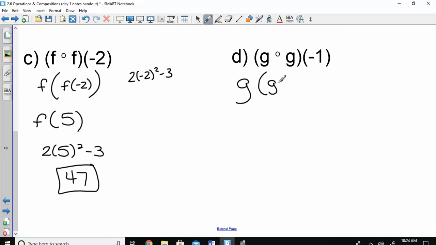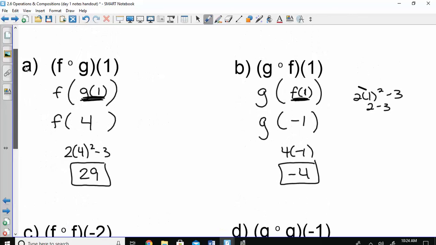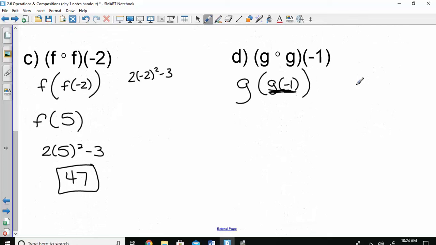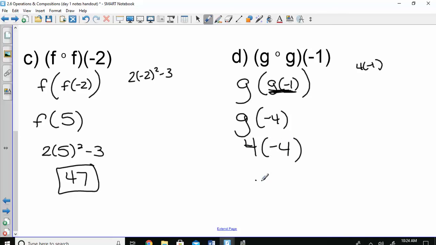The last one, G composed with G of negative 1. So starting on the inside, G of negative 1. So you go to G. G is 4x. So if you plug in negative 1, 4 times negative 1 is negative 4. Then I asked for G of negative 4, so you go back to G, and now you plug in negative 4, so you get negative 16.